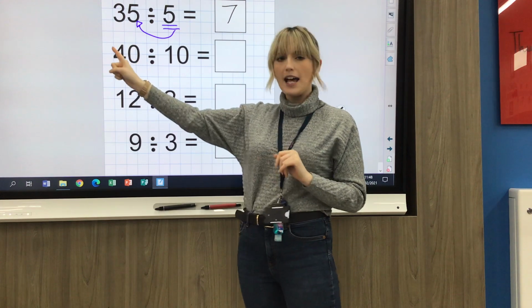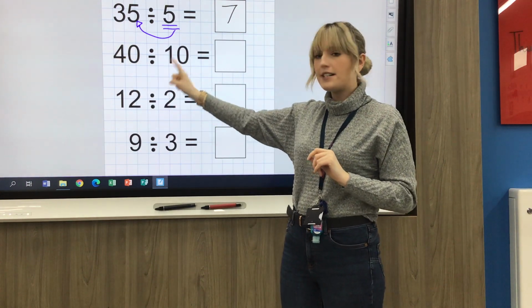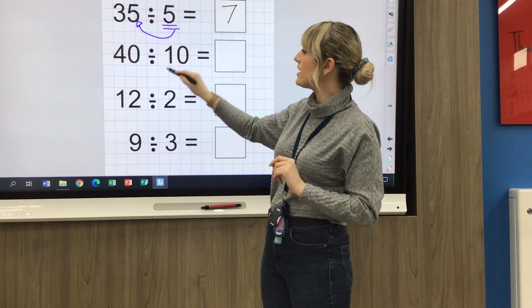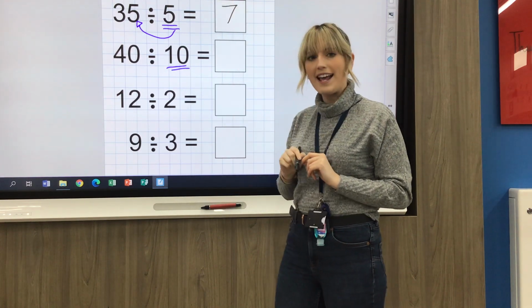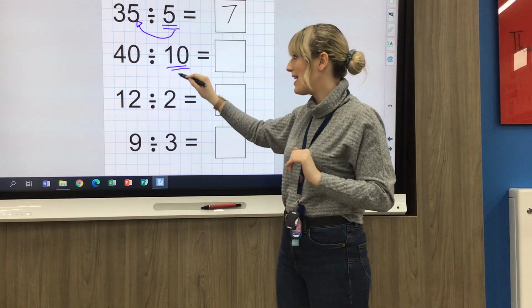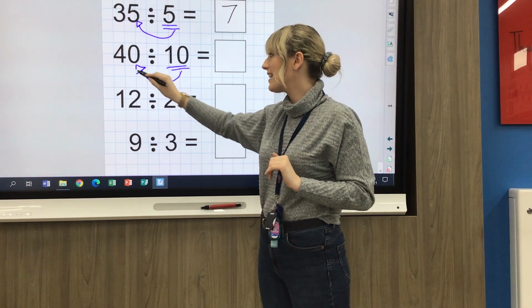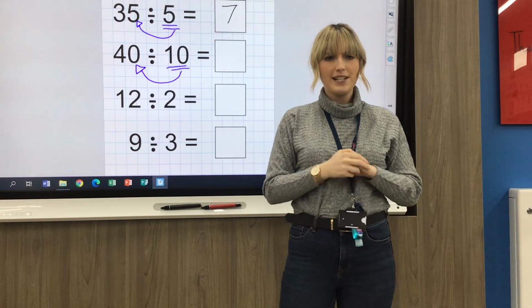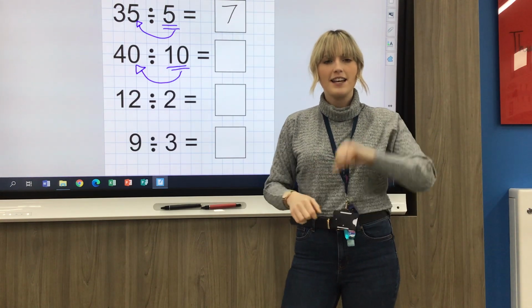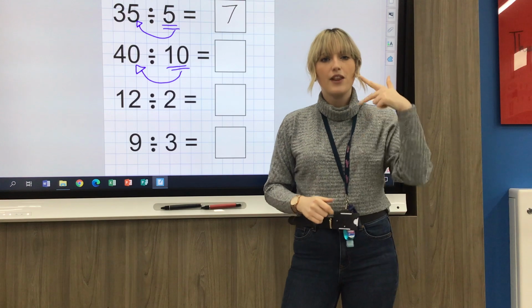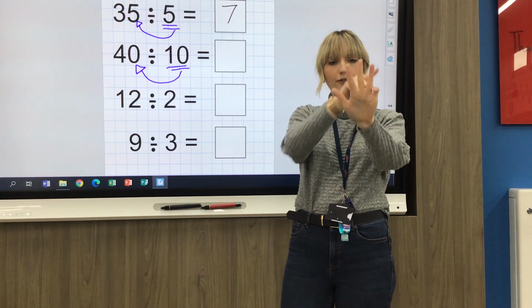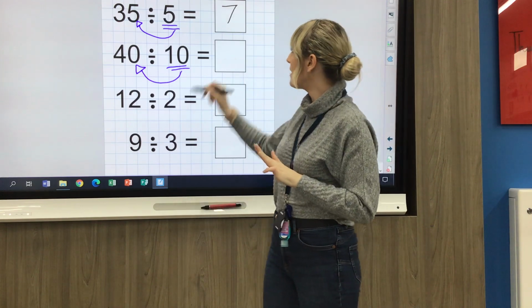Okay, this time I've got 40 divided by 10. So I'm going to count in tens until I get to, shout it at me, 40. Okay, so we're seeing how many tens fit into 40. So counting in tens, are you ready? 10, 20, 30, 40. So we counted 4 times, so that would be our answer.